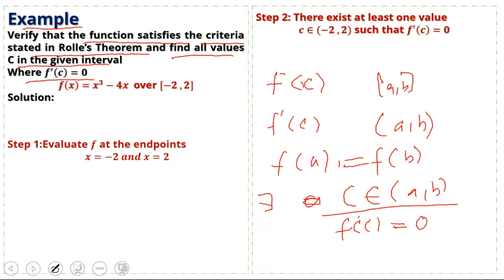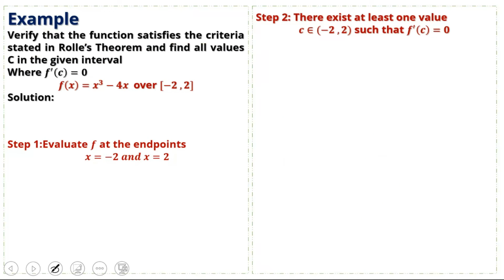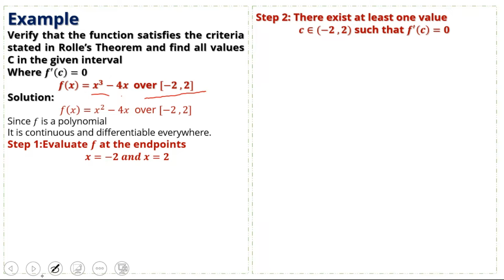So let's start the solution of this example. The given function is f of x equal to x cubed minus 4x over the closed, bounded interval minus 2 to 2, and the given function is a polynomial, so it is continuous and differentiable everywhere. We had already discussed continuity and differentiability of a function. I will provide the link in the video description. You can watch it.